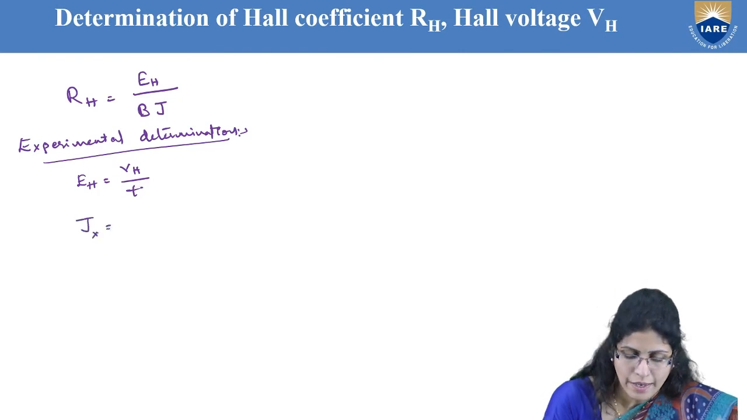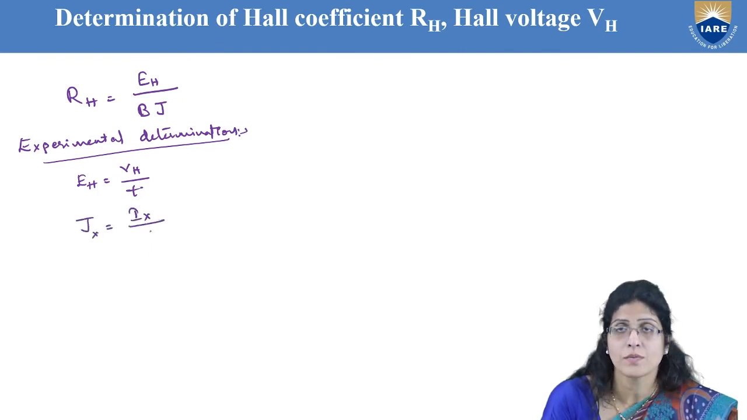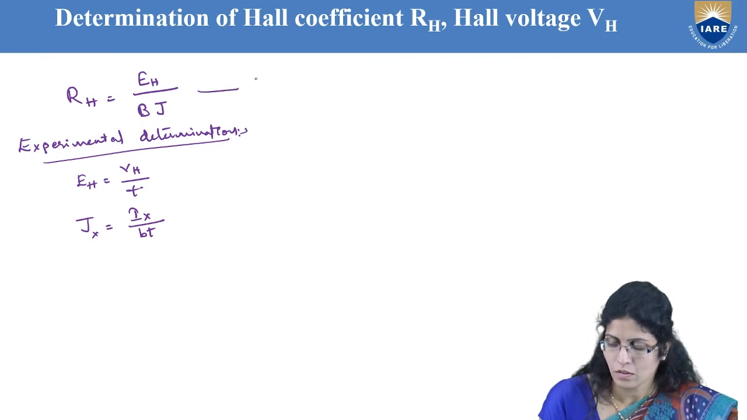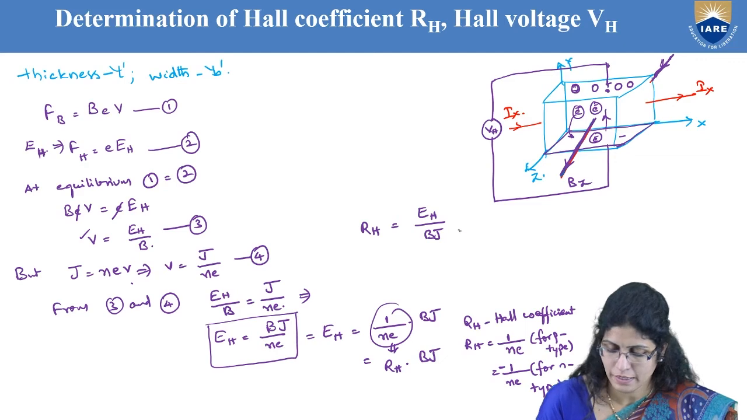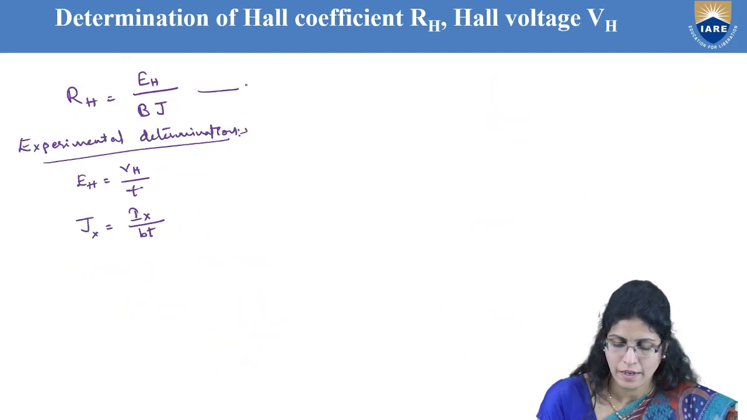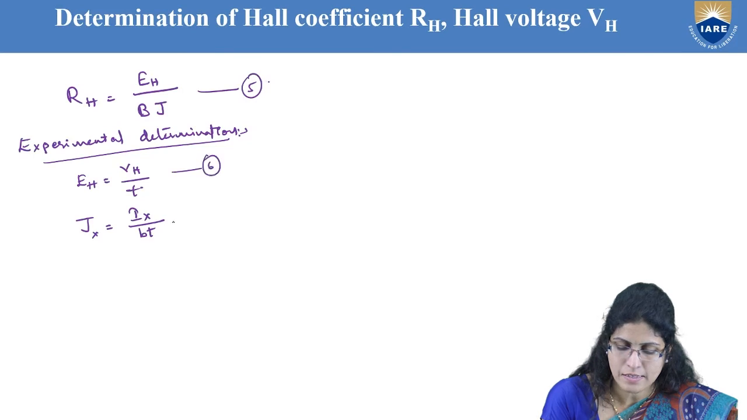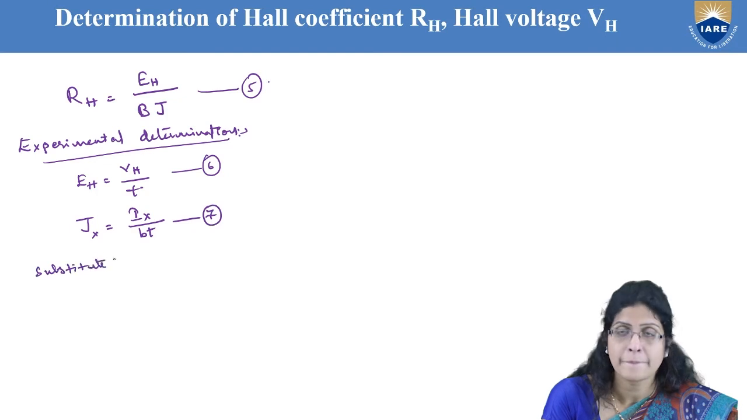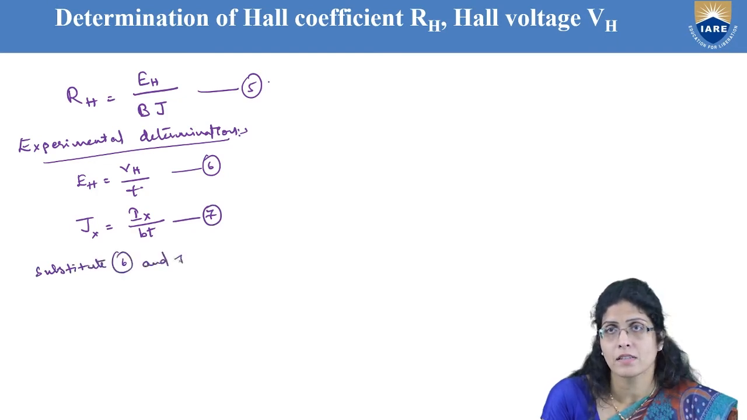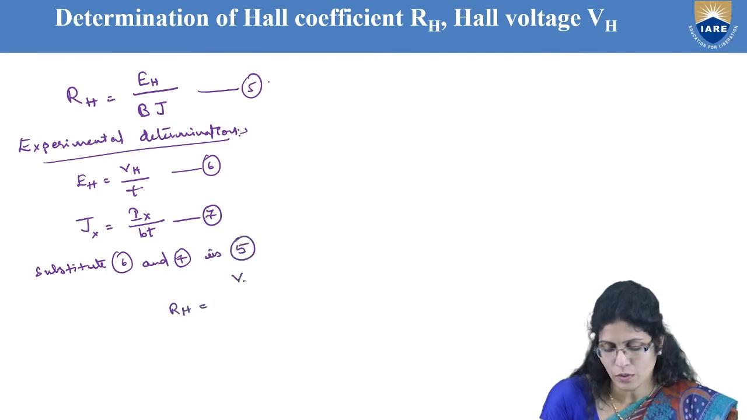And Jx is the current which is passed along the cross section, which is Bt. So now if I substitute these two in what was my equation number 5, and this is 6, and this is 7. Okay, substitute 6 and 7 in 5. So what do you get? RH is equal to VH by T by B into IX by BT.